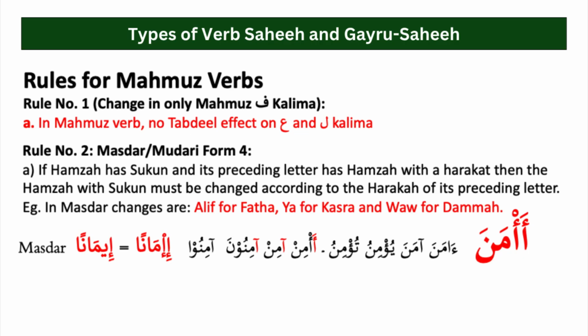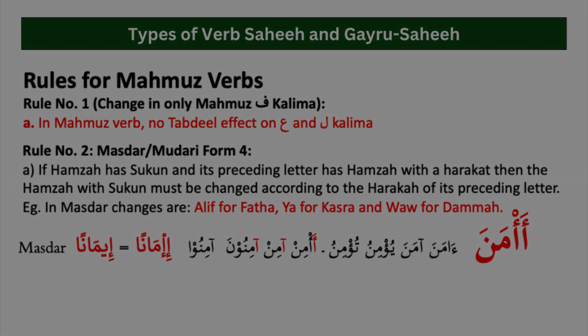Then the slide gives the family of amana. Amana, yuminu, tuminu, amin, aminuna, aminu, then imanan, and the masdar is imanan. This is a very useful example family. It shows students that the hamza is still part of the word, but its written form follows the vowel environment. So here, the student must see both the sound pattern and the writing pattern.